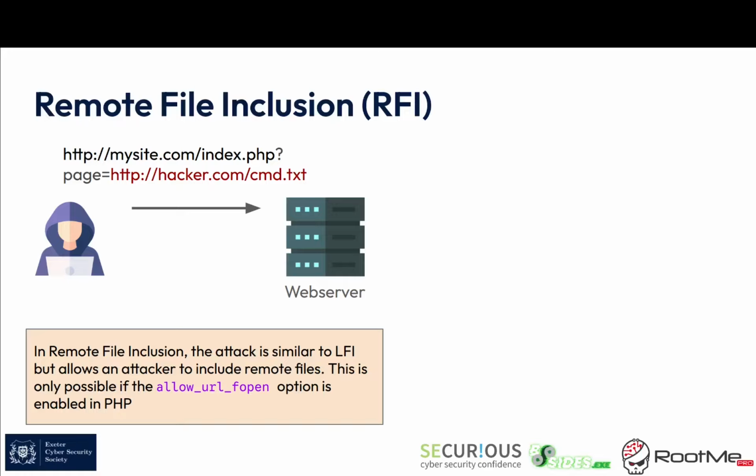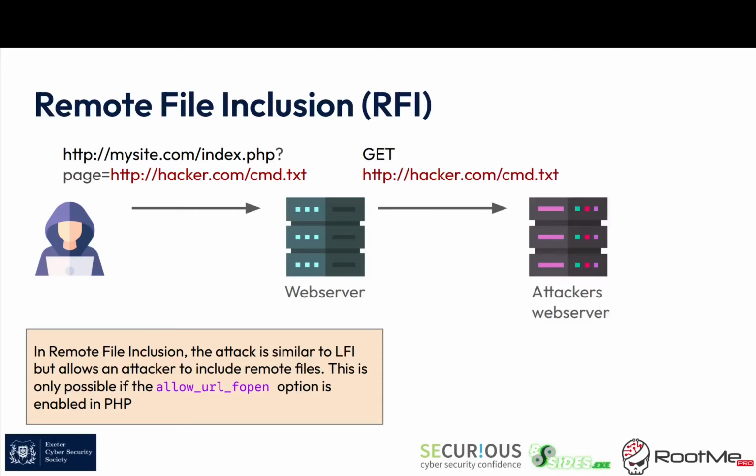So let's say the attacker goes back to the index page, and then they're going to try a file inclusion attack again, but this time instead of using a local file like /etc/passwd, they're going to try and load a text file from their own web server. So the web server gets the URL. What the web server will do is it will send a GET request to hacker.com/command.txt, and the attacker's web server will send that file to the web server, and the results of the execution will be sent back to the attacker.